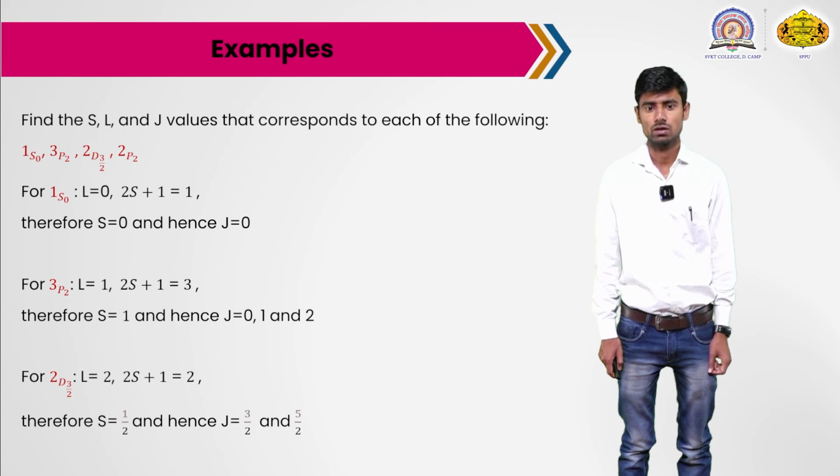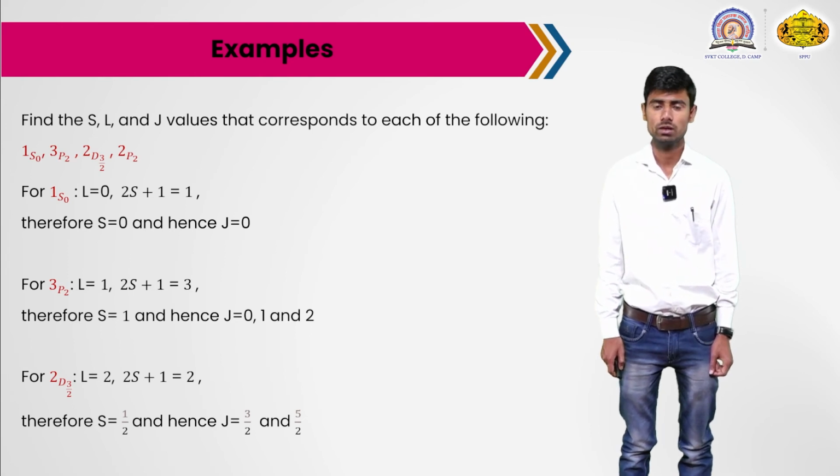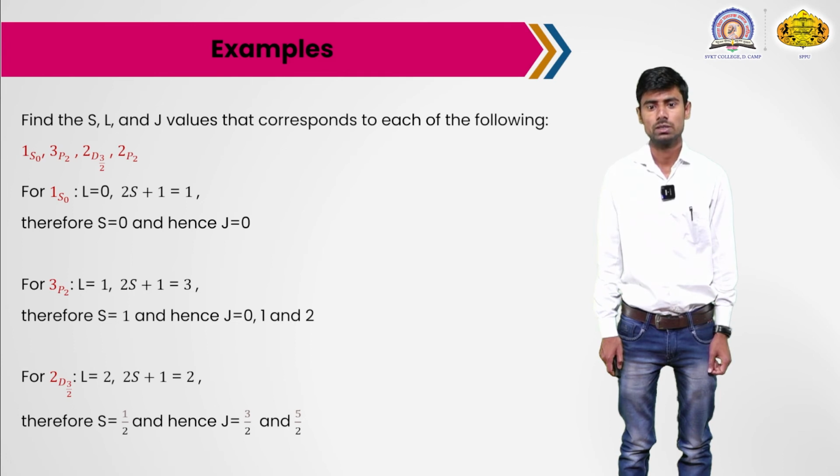The next spectral notation is a triplet P2. Here you can observe that the value of L will be 1 because P state corresponds to L equals 1. The value of multiplicity is 3, it is a triplet, and that's why the value of S will be 1. And therefore the value of J will be 0, 1 and 2. In this case the value of J is 2.